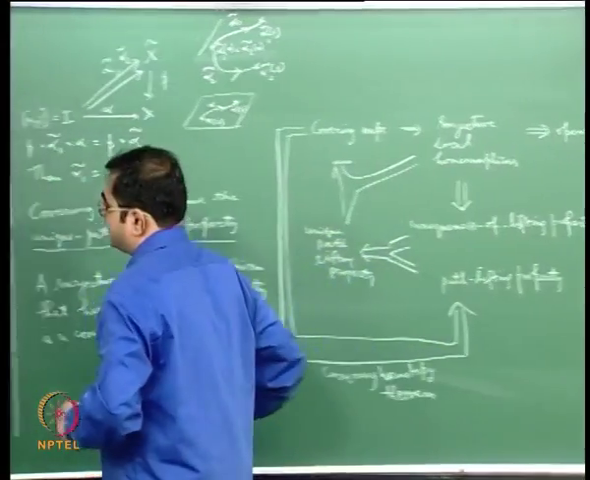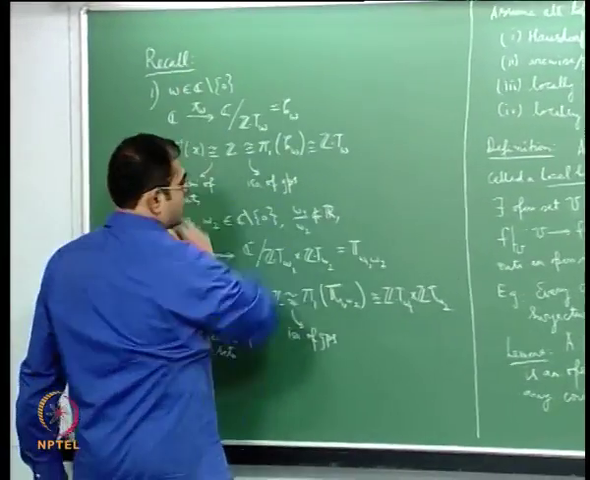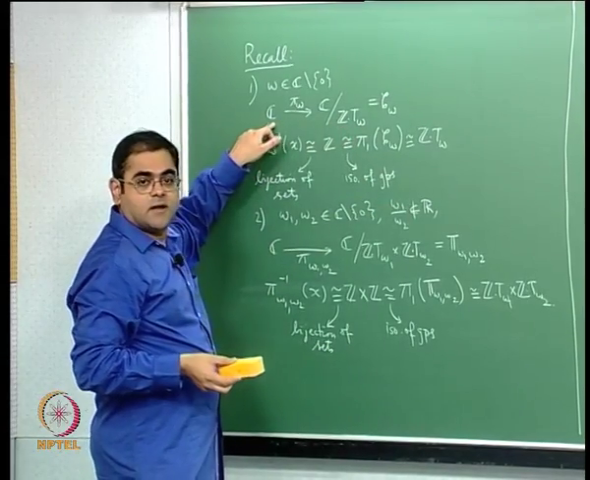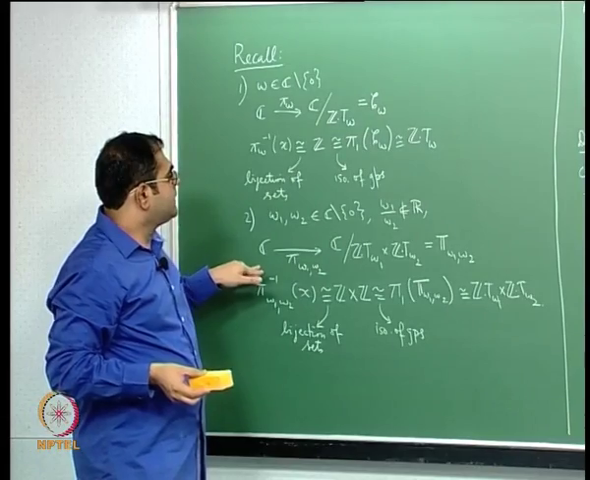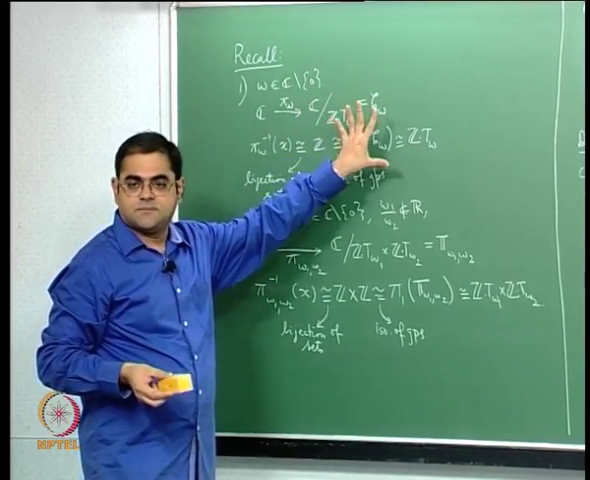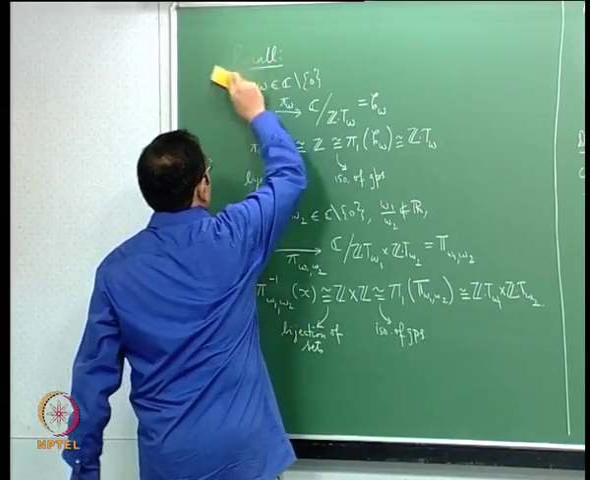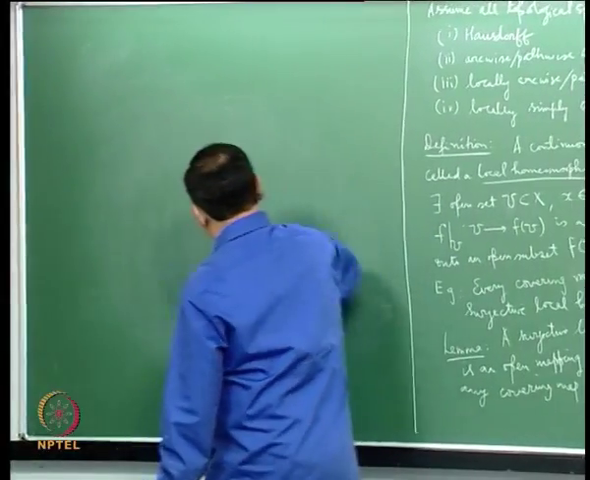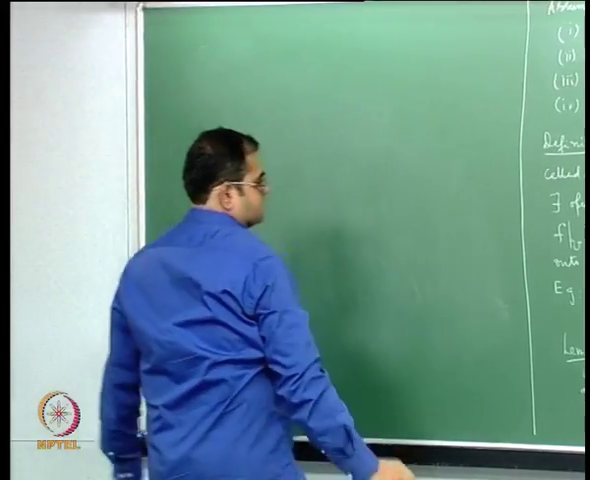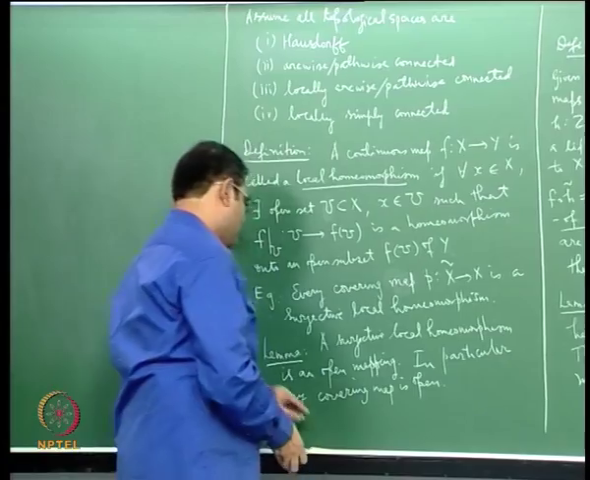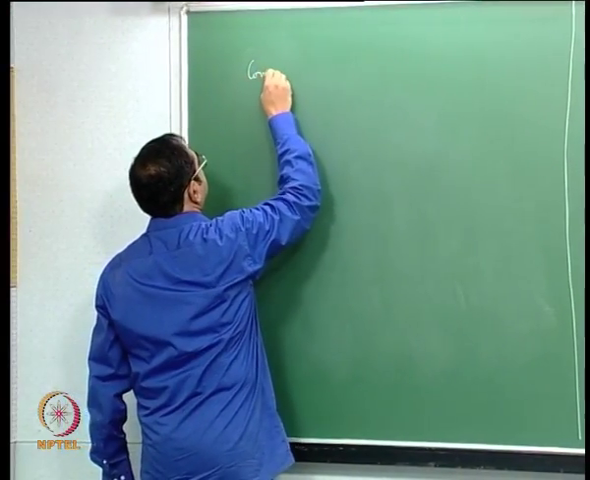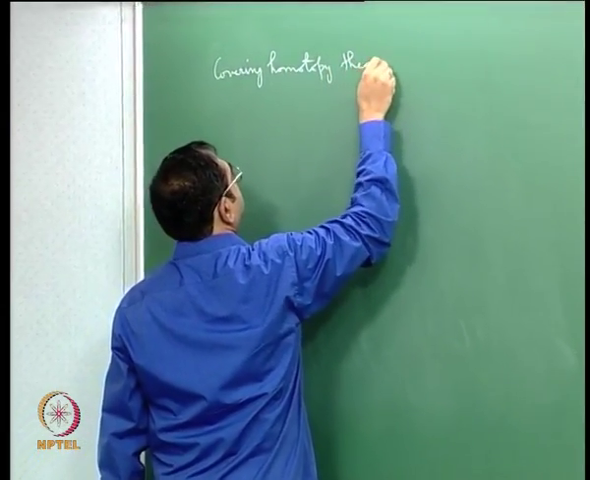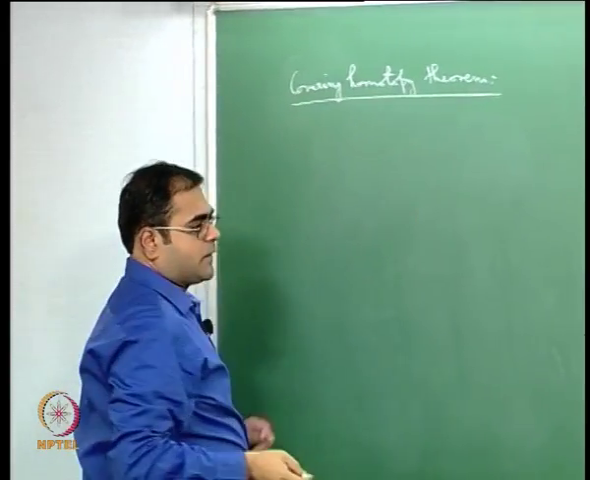So let me state the covering homotopy theorem and indicate to you how the inverse image of a point under a covering map is bijective to the fundamental group of the base, okay. So I need to explain that, so I will do that next. So let me write this down, covering homotopy theorem.